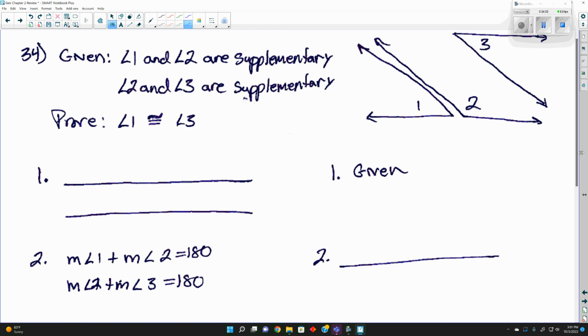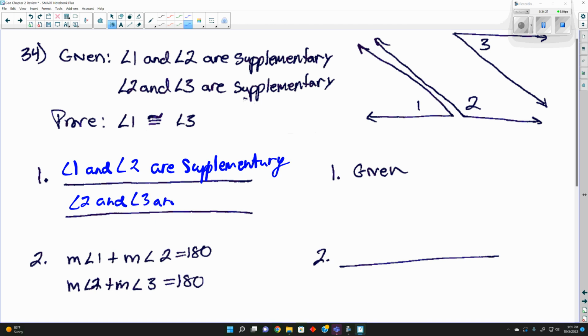Angles 1 and 2 are supplementary. Angles 2 and 3 are supplementary. Prove that angle 1 is congruent to angle 3. Well, what is the first thing we always have? We start with the given, so angle 1 and angle 2 are supplementary, and angle 2 and angle 3 are supplementary. Now these don't have to be on the same line, because I think on the test I gave you multiple lines for the given. So for here, 1 and 2 would both be the given.